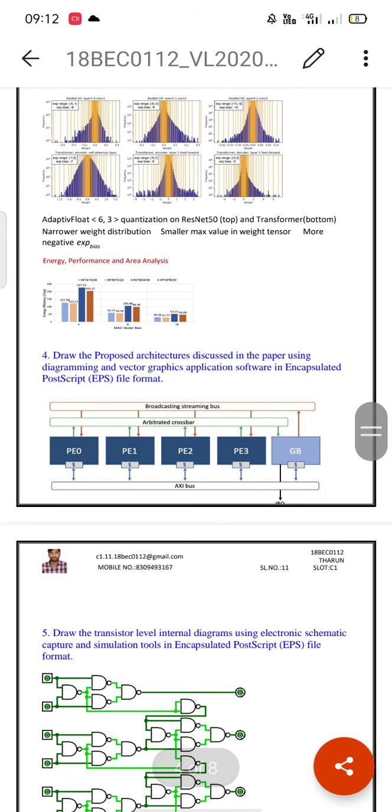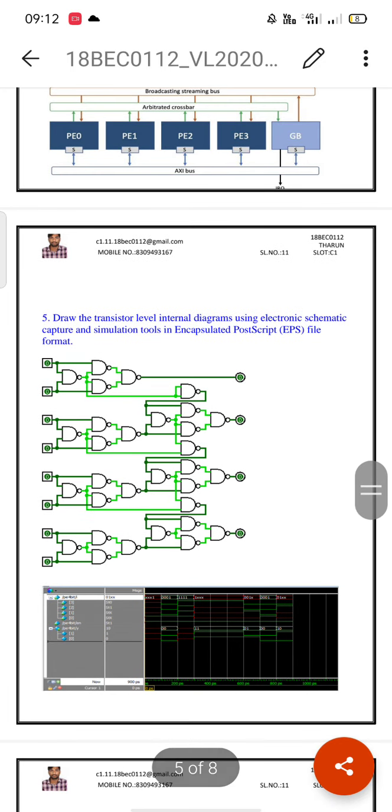And the fourth question is, draw the proposed architectures discussed in the paper using diagram and vector graphic application software in encapsulated PostScript file format. And this is the block diagram of those things, and this consists of a PE0 and PE1 and PE2, PE3, and GB. And the fifth question is, draw the transistor level internal diagrams using an electronic schematic capture and simulation tools in encapsulated PostScript file format.